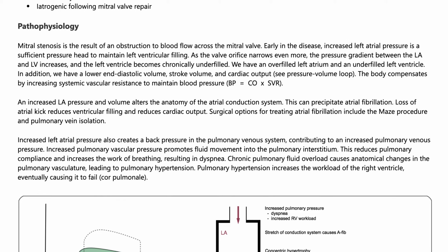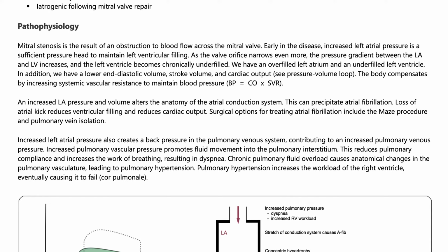Pathophysiology of mitral stenosis is the result of an obstruction to blood flow across the mitral valve. Early in the disease, increased left atrial pressure is a sufficient pressure head to maintain left ventricular filling. As the valve orifice narrows even more, the pressure gradient between the left atrium and the left ventricle increases, and the left ventricle becomes chronically underfilled. We have an overfilled left atrium and an underfilled left ventricle. In addition, we have a lower end diastolic volume, stroke volume, and cardiac output.